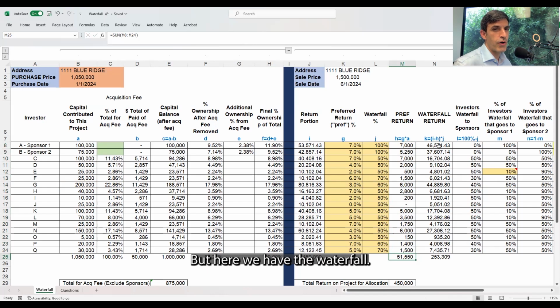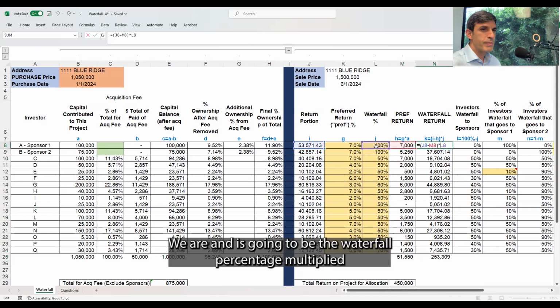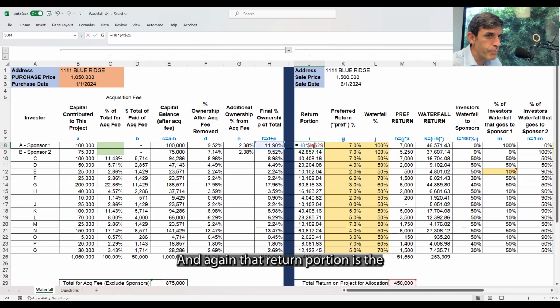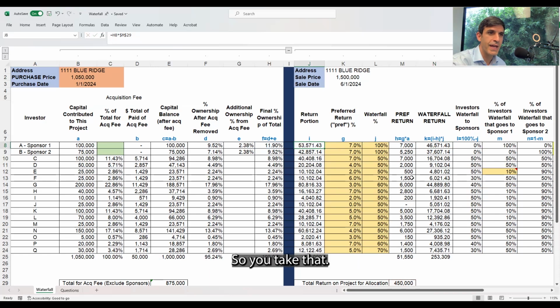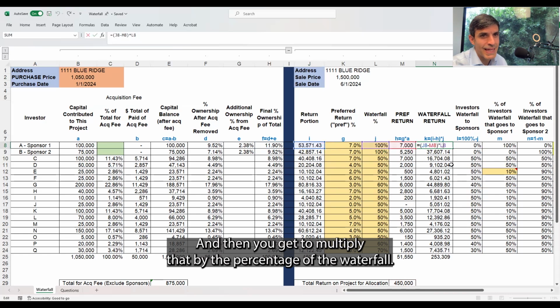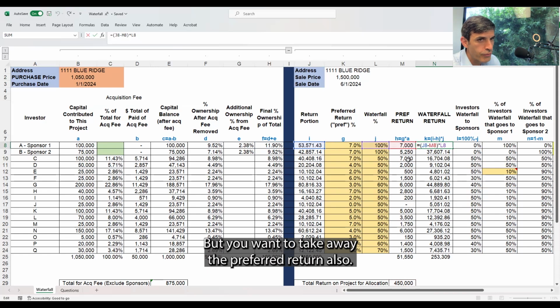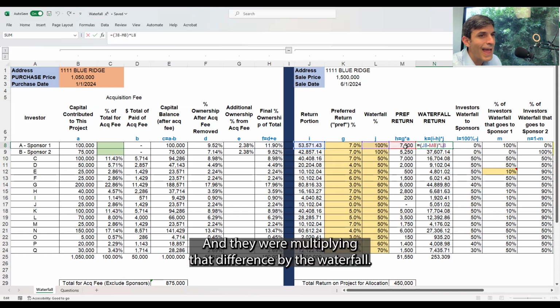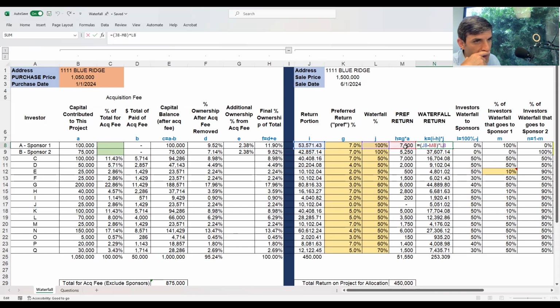But here we have the waterfall return. The waterfall return is going to be the waterfall percentage multiplied by the return portion. And again, that return portion is their ownership multiplied by the return. So you take the return amount for the investor, and then you're going to multiply that by the percentage of the waterfall, but you want to take away their preferred return also, right? So we're removing however much they received from the preferred return, and then we're multiplying that difference by the waterfall.